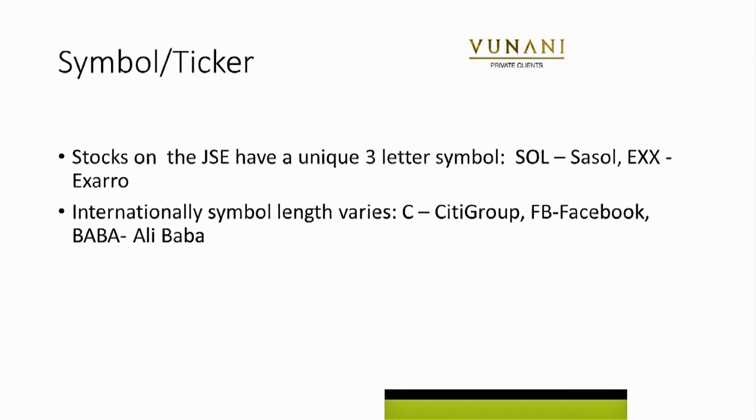What generally tends to happen is that these symbols are used across a number of platforms. So, for instance, if you have access to Bloomberg or Reuters or your trading program, typing in SOL or EXX will bring up Sasol or Exaro. Similarly, internationally, you type in C, you'll get Citigroup, or FB, you'll get Facebook. These symbols are constant, and if they do change, there has to be an announcement surrounding that as well.